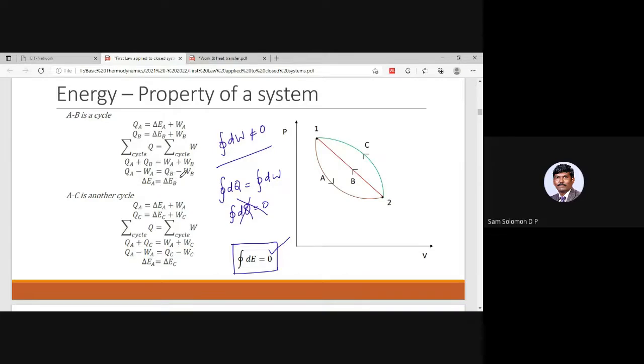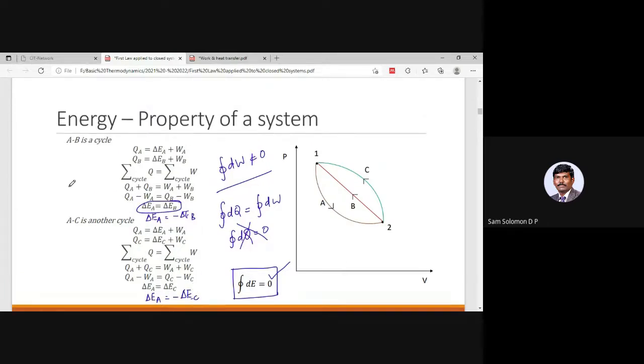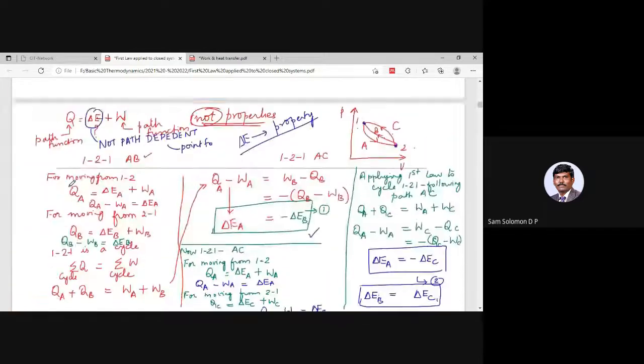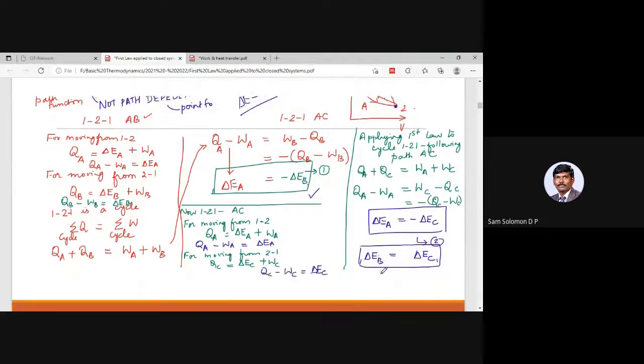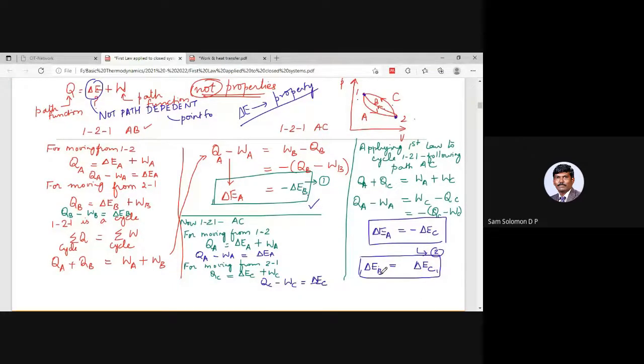Sorry, there is a small error over here. This should be delta EA is equal to minus delta EB. And here delta EA should be minus delta EC. Sorry about that. There is an error here in the derivation. And whatever I have done here, that is correct. So that is why you will find that change in energy is a property.